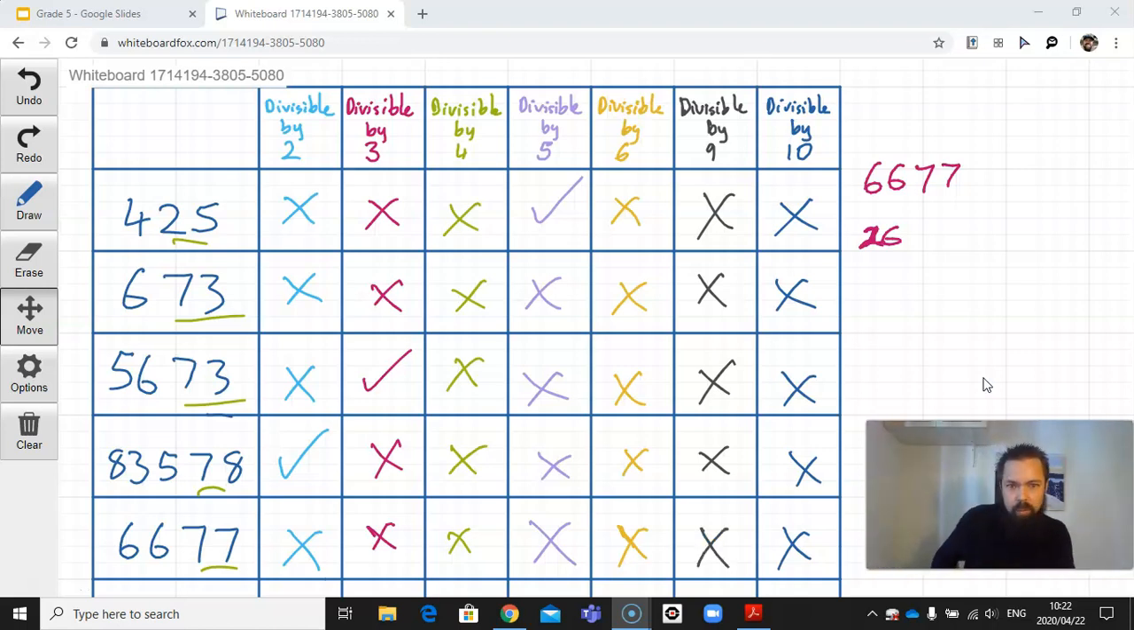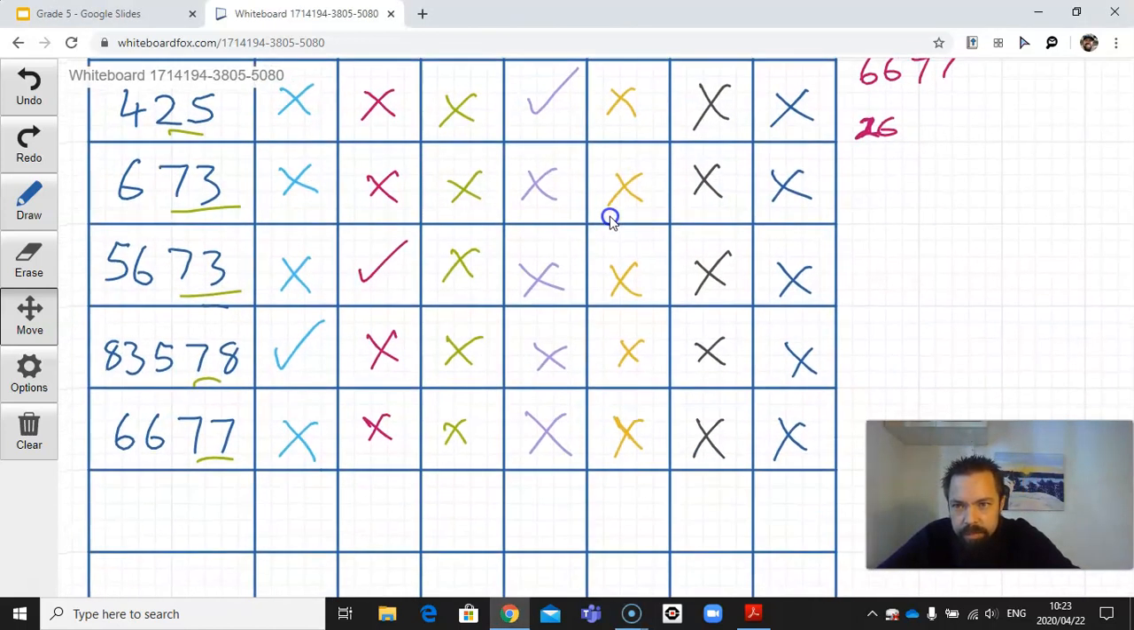Okay, I'm going to pick one that will be divisible by a couple of these. So let me pick, oh, we are running out of time. We move down a bit.